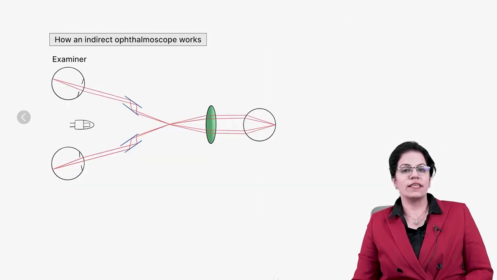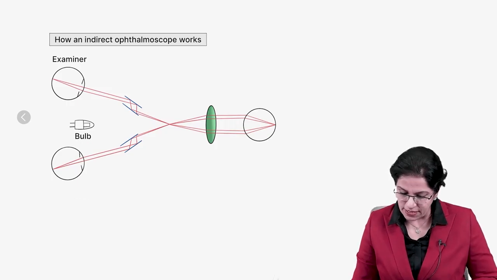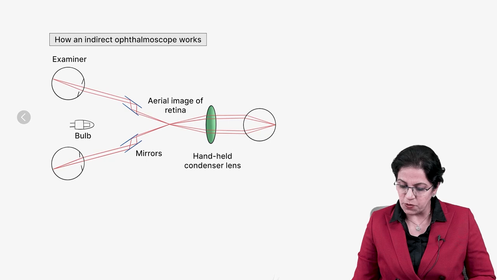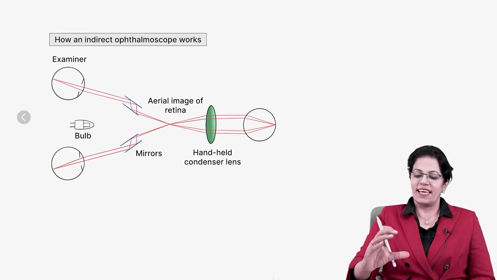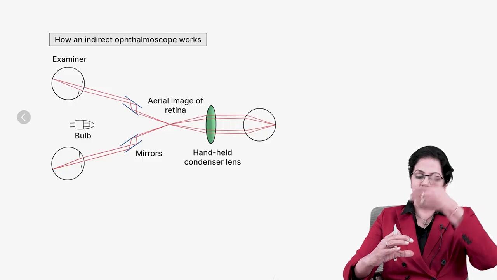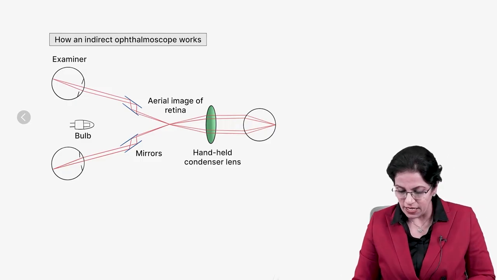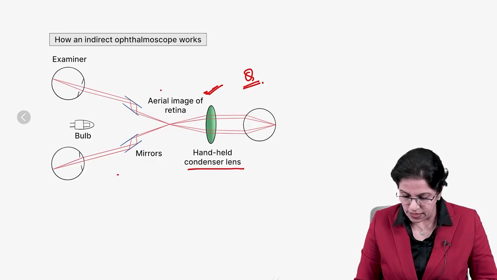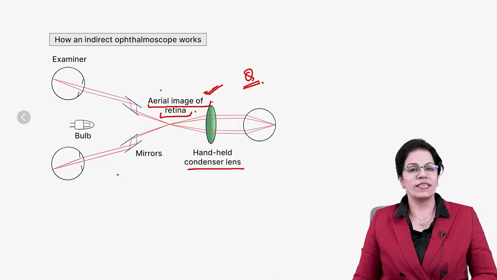So if you see how indirect ophthalmoscopy works, this is your examiner. The light source is shown, these are the mirrors. And the image is mainly formed between the lens and the examiner. That means the image is formed somewhere here in the air. Okay. So this is another exam question. Where is the image formed? Between this examiner and the handheld condenser lens. It is formed in the air. An aerial image of the retina is formed. Okay. So let's remember this also.